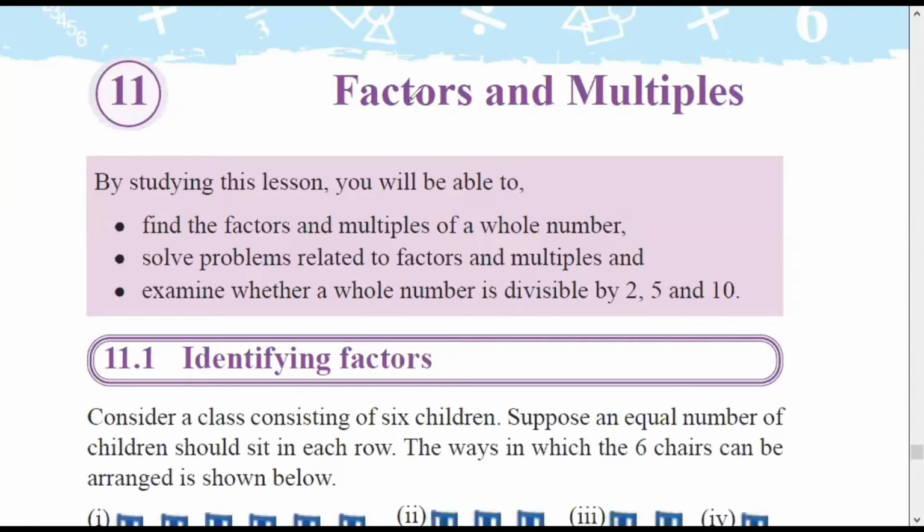So take out your writing books and put the date. Today is 5th of August, very special day. 5th of August 2020, and then write unit number 11, factors and multiples. Okay, right. Okay, only the topic.